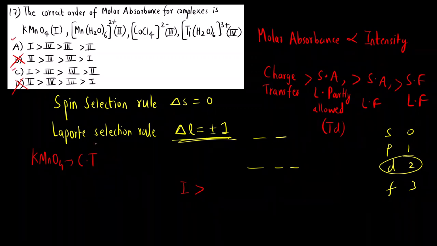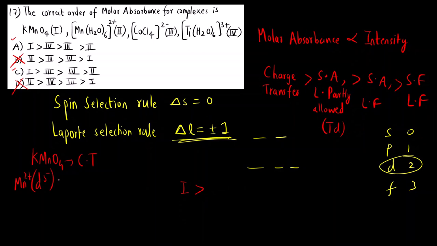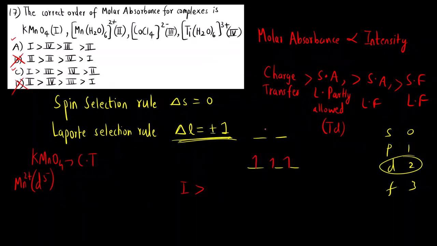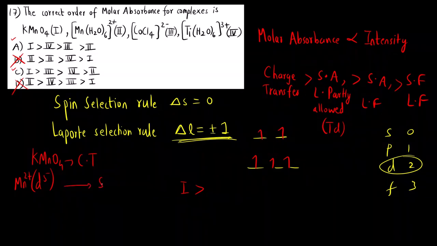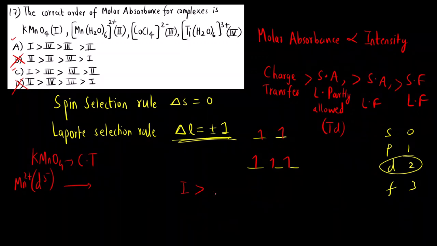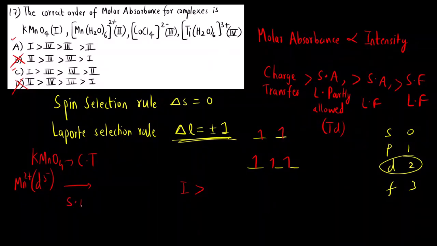Next is Mn2+. Mn2+ is a d5 complex. In a d5 complex, if I draw, it is Laporte forbidden because d-d transition is possible. So it is what? It is spin forbidden. Sorry, it is Laporte forbidden.